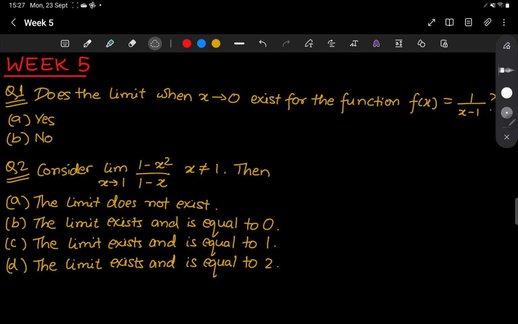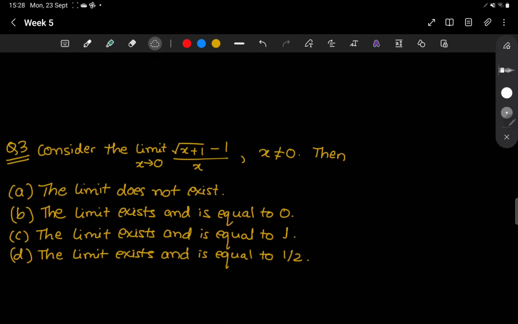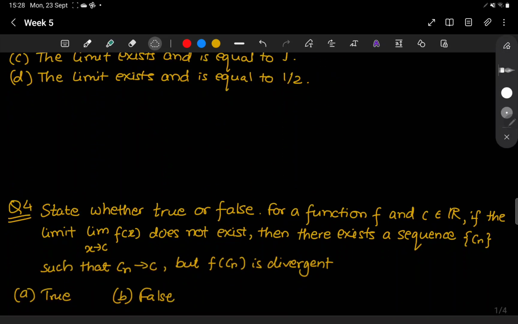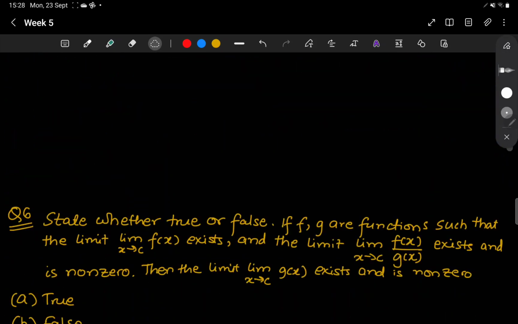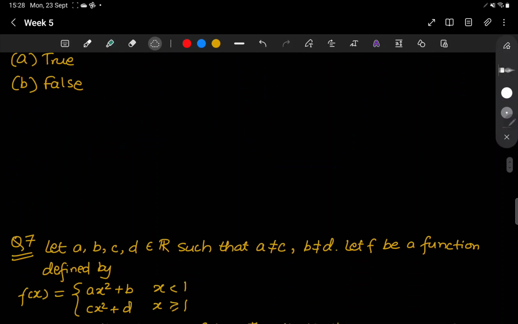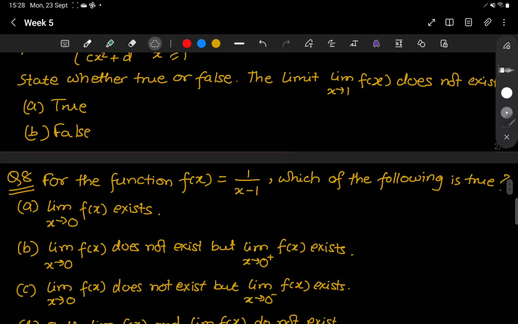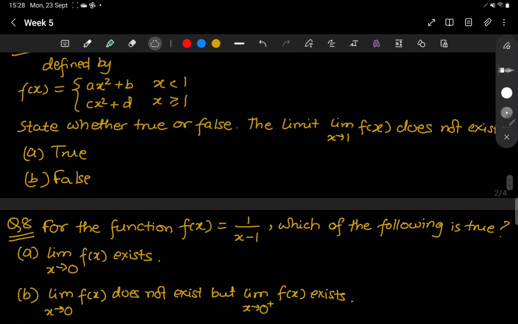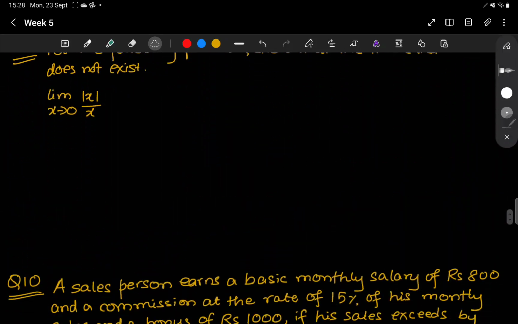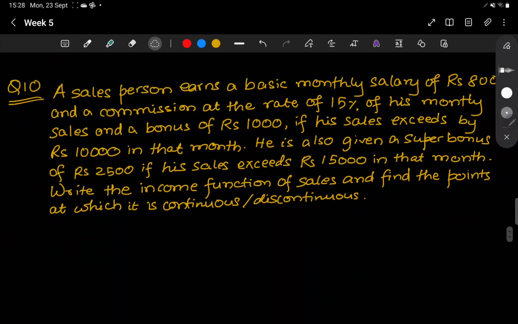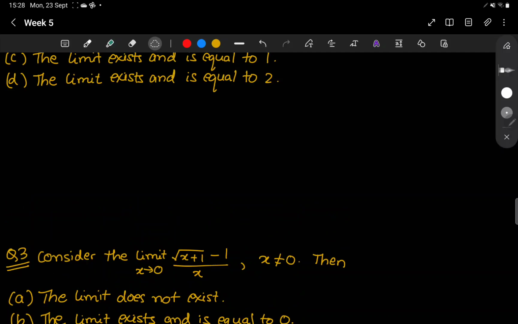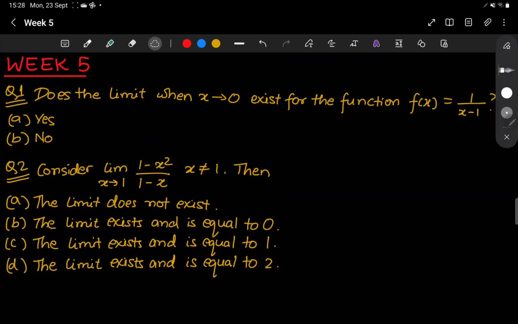Okay, so let us get started now. This week we learned some rules about limits, and so these questions are also on limits and making use of those rules to find out these limits, and also some questions on continuity of functions. So let us begin with the first question.